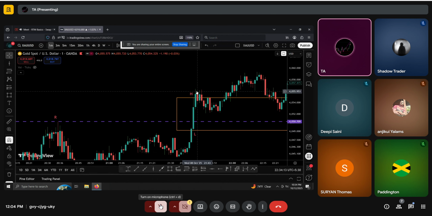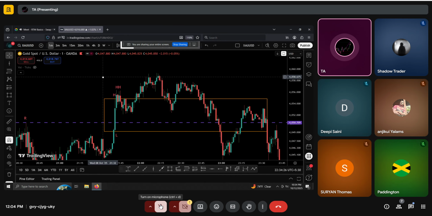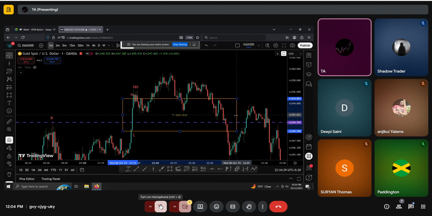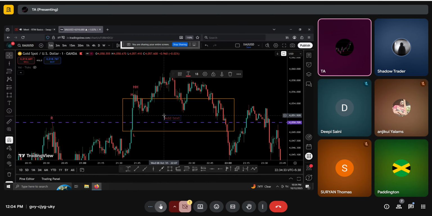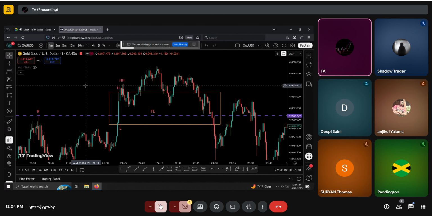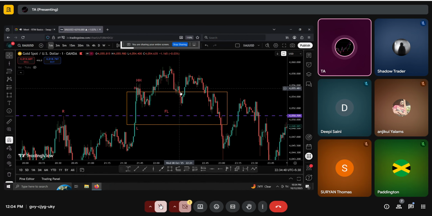What happened? Price goes up, price makes a higher high here, right? So higher high here, pulls back, goes up again. So now what will this become? FL. This will become our FL. So this is now the FL. And then again price came down here, goes up.